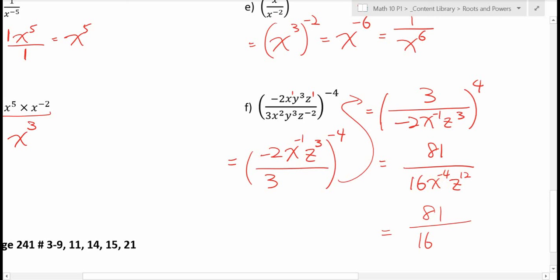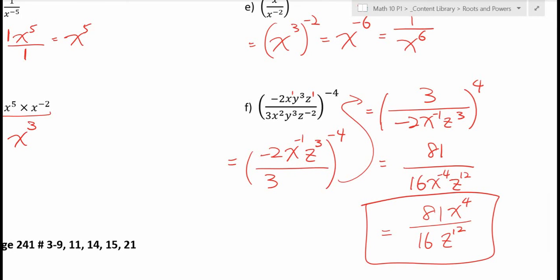Now, this is also a common mistake. The negative exponent negative 4 is only for x, and therefore we only move x to the top. We only move x to the other side of the fraction. We do not move 81, we do not move 16, and we do not move z to the power of 12. Again, because the negative exponent negative 4 is only for x, you only move x. So that is important. Keep that in mind. That's how you deal with negative exponents. If you have any questions, let me know. Otherwise, good luck with your homework questions.